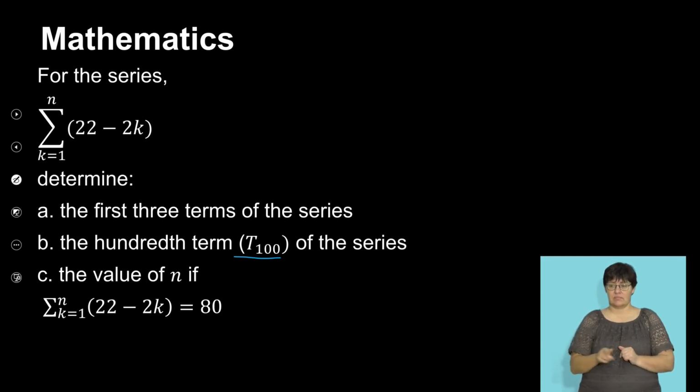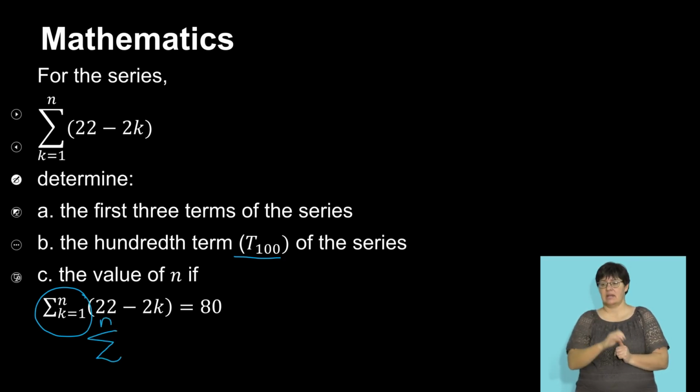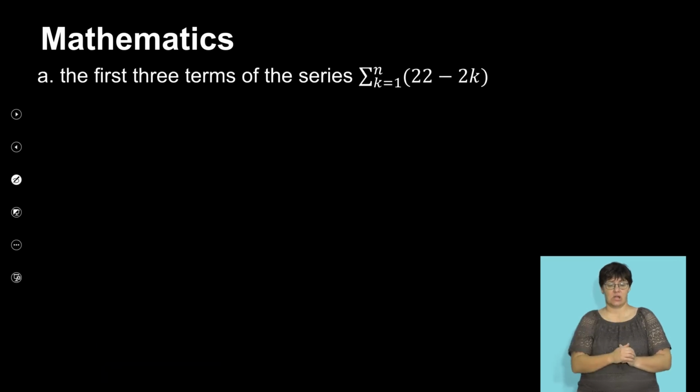So guys, just a little note, this sigma looks slightly different, but all it means is that the N is the top value and K is equal to 1 is the bottom value. I'm just showing you this as sometimes it can appear differently in different books. So let's get going with A.